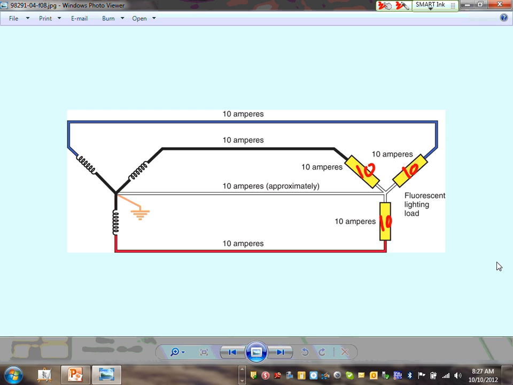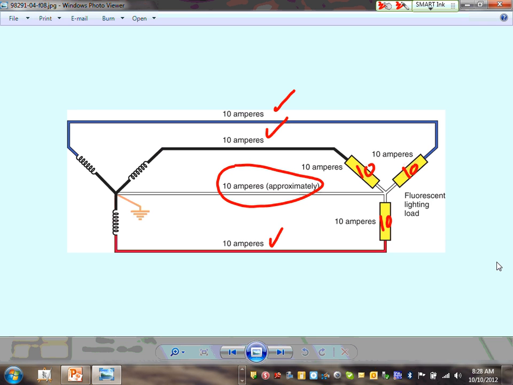So if it's fluorescent lights with the ballast, the neutral will be carrying double the same amount. Can you guys see that? I have 10 amps here, 10 amps here, 10 amps here. Why do you think the neutral here is carrying 10 amps? Not zero. Harmonics. When you solve the problem of harmonics, there are 3 ways of solving it.